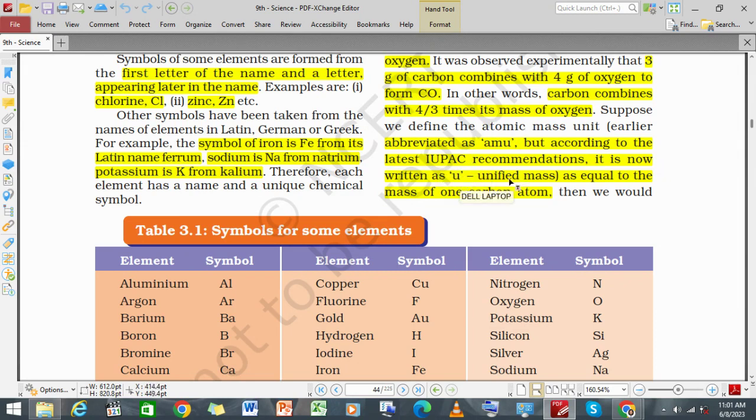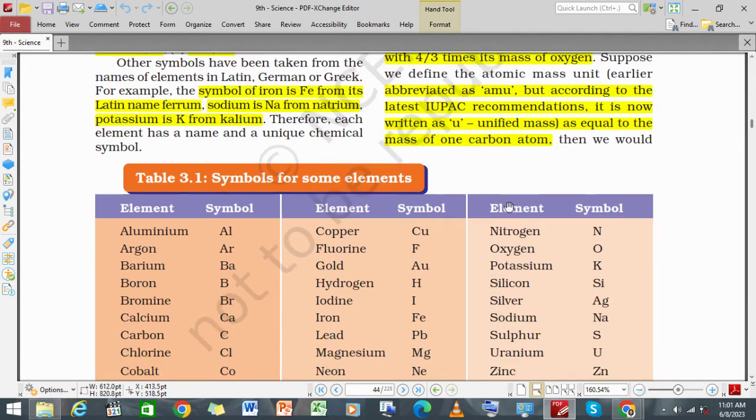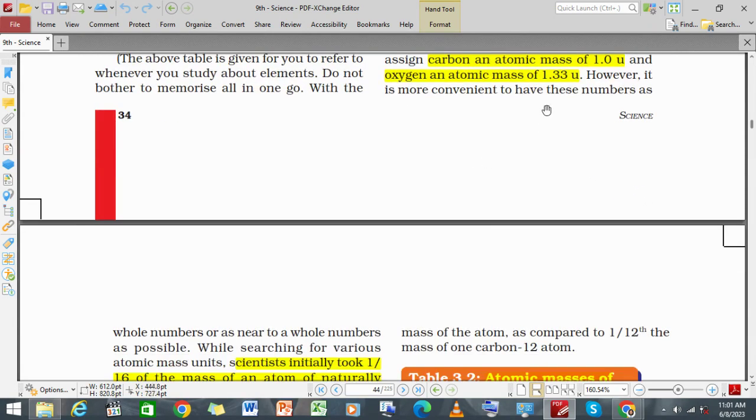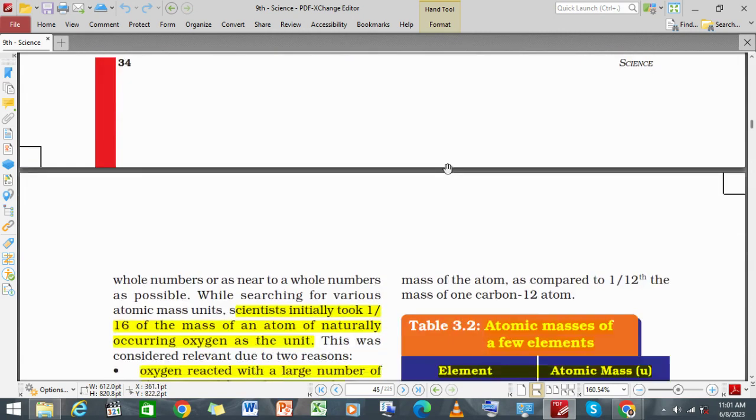That is U, unified mass, equal to the mass of a carbon atom. Carbon has an atomic mass of 12 U, and oxygen an atomic mass of 16 U. I hope you remember it, it is very useful.